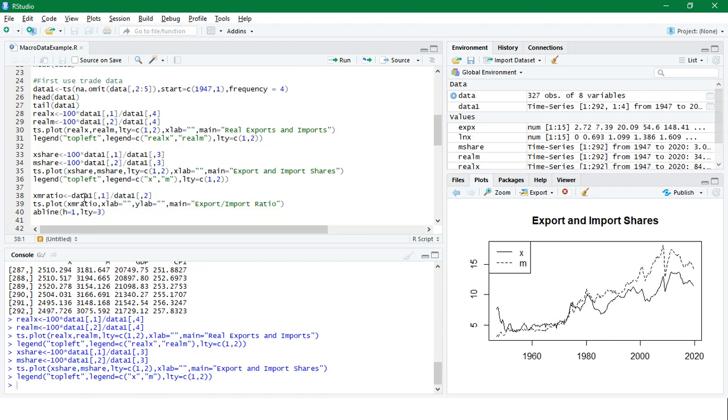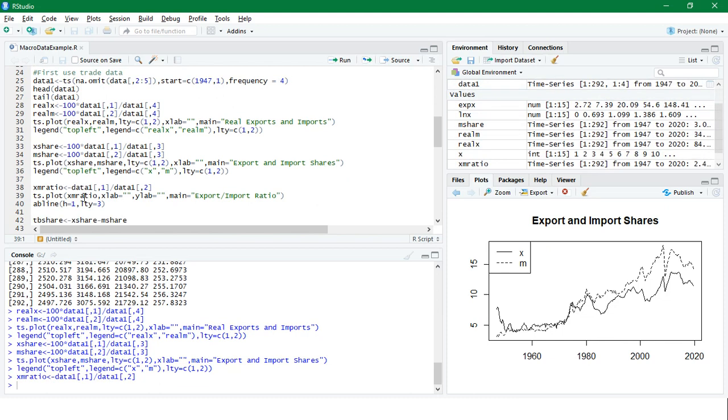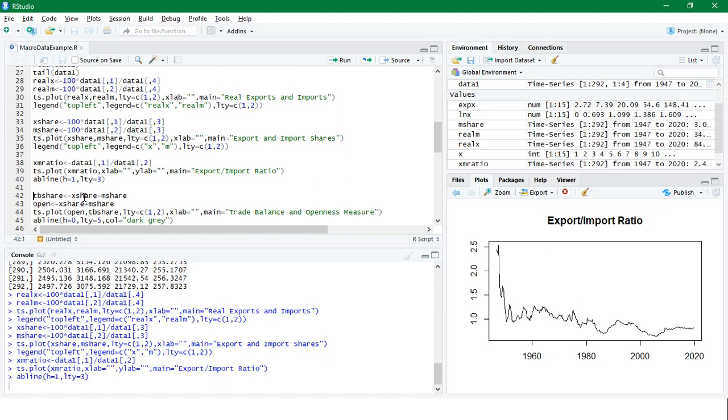All right. Another way to look at it is that ratio, the export-import ratio I was talking about. And so I just basically take nominal exports over nominal imports, plot the single variable here. I add a horizontal line at 1. You can see that this is where it goes from being balanced to being the trade deficit. So the U.S. went into trade deficits after the 80s.